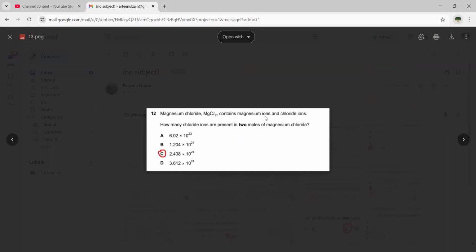Magnesium chloride contains a magnesium ion and chloride ions. How many chloride ions are present in 2 moles of magnesium chloride? Look, magnesium chloride will break down into a magnesium ion and 2 chloride ions. We need how many chloride ions are present in 2 moles. What is the ratio between magnesium chloride and the chloride ion? The ratio is 1:2. 1 mole of magnesium chloride gives 2 moles of chloride ions.